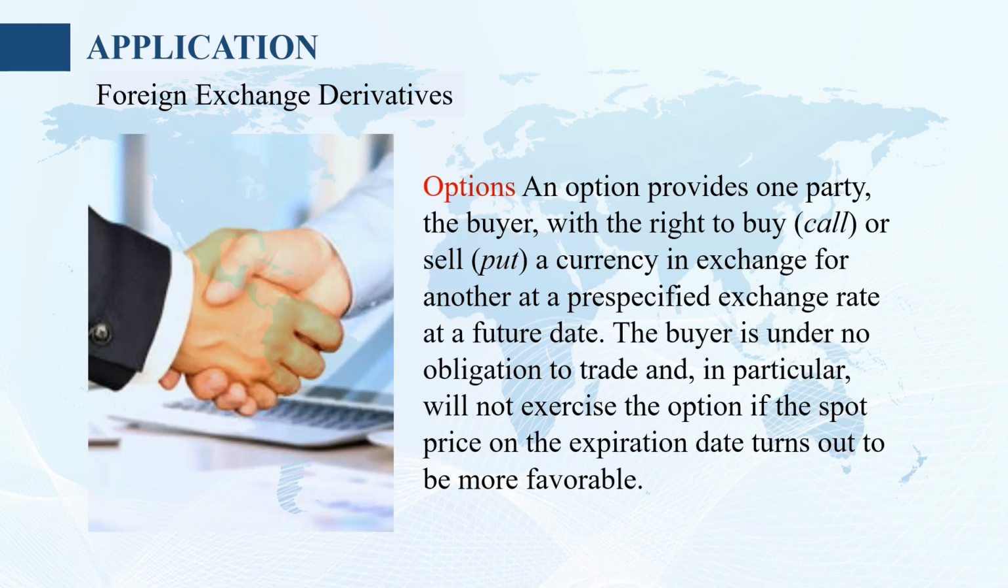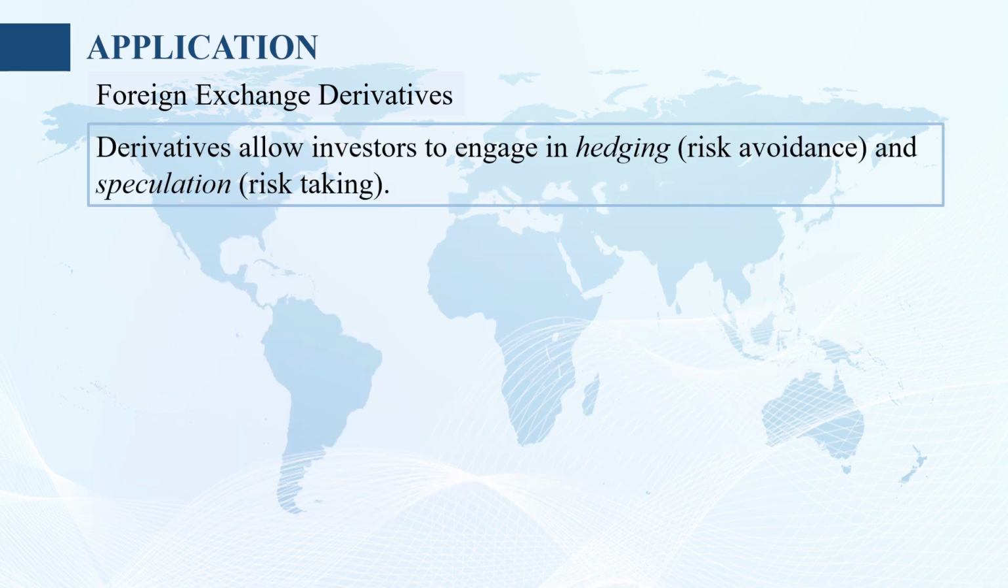Options. An option provides one party, the buyer, with the right to buy or sell a currency in exchange for another at a pre-specified exchange rate at a future date. The buyer is under no obligation to trade, and in particular will not exercise the option if the spot price on the expiration date turns out to be more favorable. Derivatives allow investors to engage in hedging, risk avoidance, and speculation, risk taking.